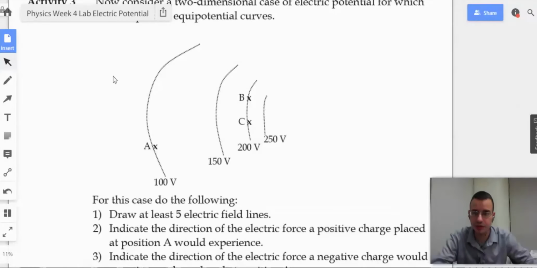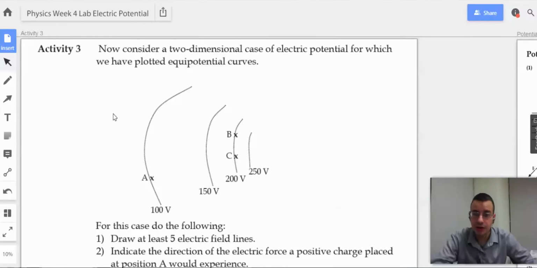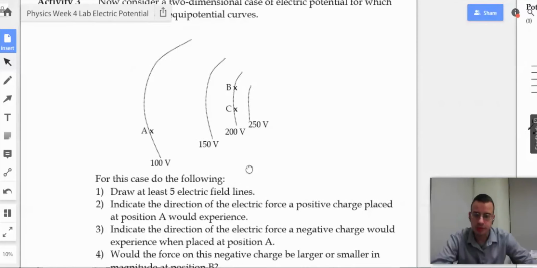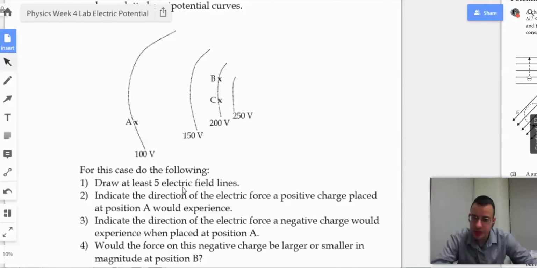Activity 3. Now consider a two-dimensional case of electric potential for which we have plotted equipotential curves. For this case, do the following.